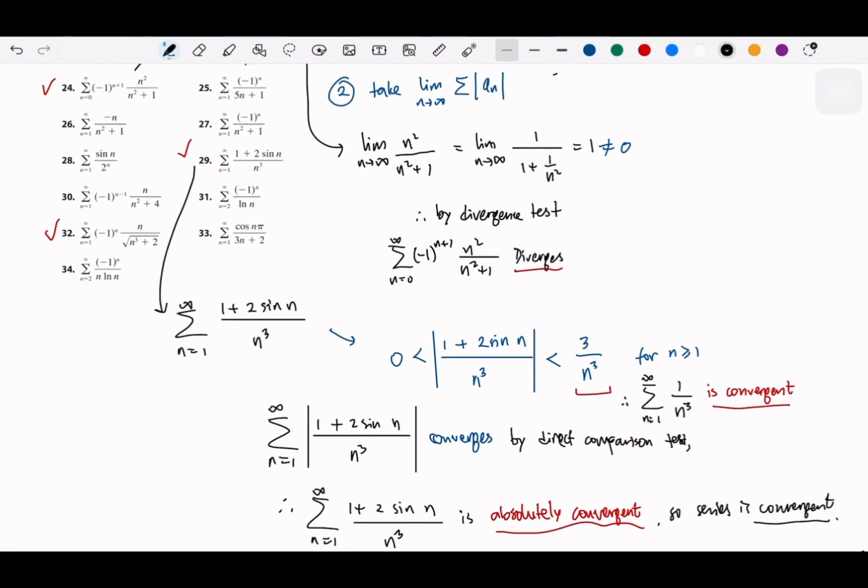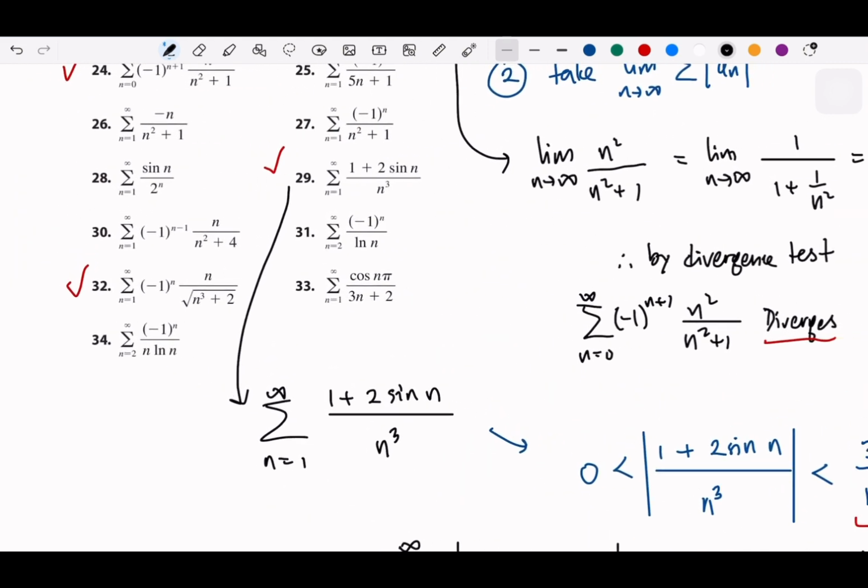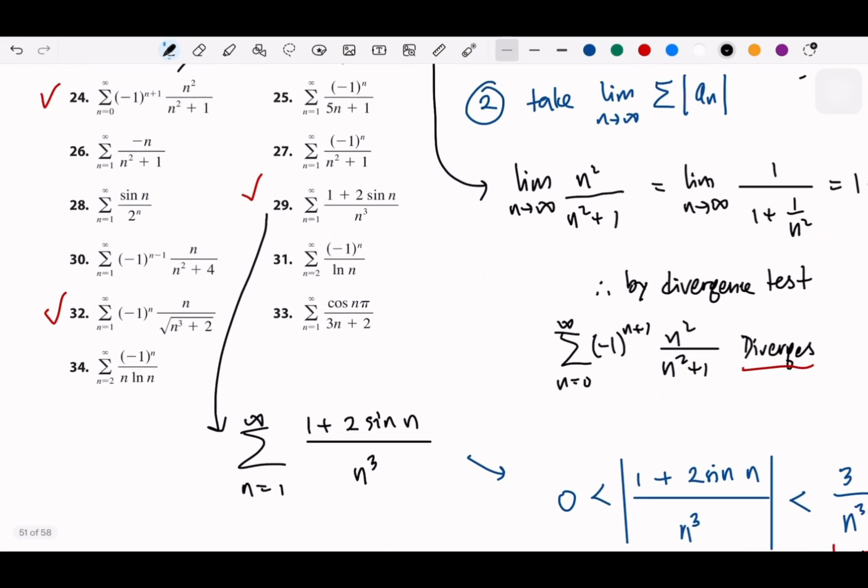Okay, I think the interesting one is the 32 here. I've given the first one diverges, right? The first one diverges. This one diverges. This is absolutely convergent. And let's try number 32.